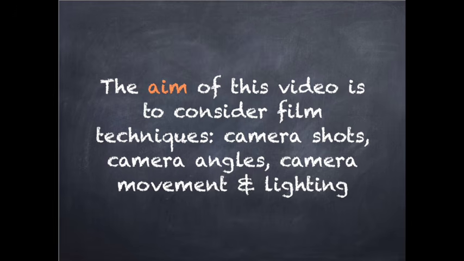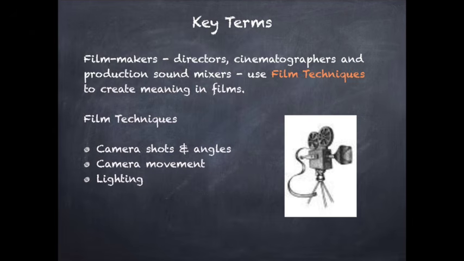The aim of this video is to consider film techniques, camera shots, camera angles, camera movement, and lighting. Filmmakers, directors, cinematographers, and production sound mixers use film techniques to create meaning in films. Film techniques we're going to be looking at in this lesson are camera shots and angles, camera movement, and lighting.